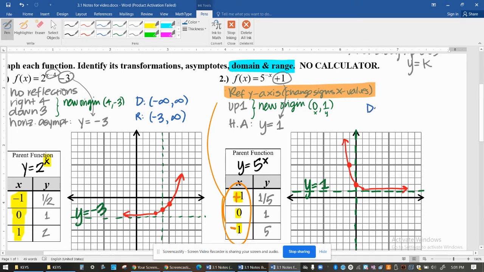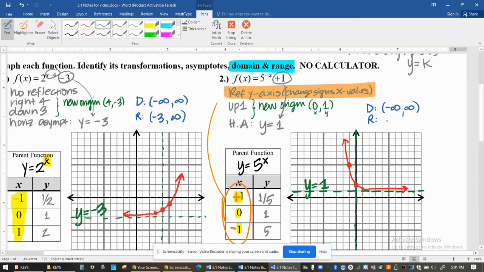Don't forget that they did ask for the domain and the range. So this function goes forever to the left and forever to the right. All exponential functions do that. They get wider as you go to the left and wider as you go to the right. So you'll see the arrows always point forever to the left and forever to the right. But the range is limited because of the horizontal asymptotes.